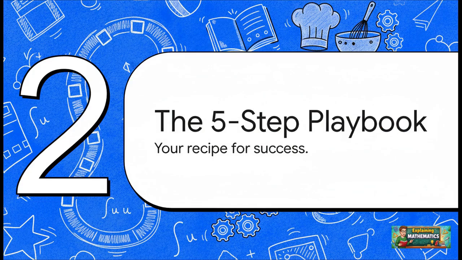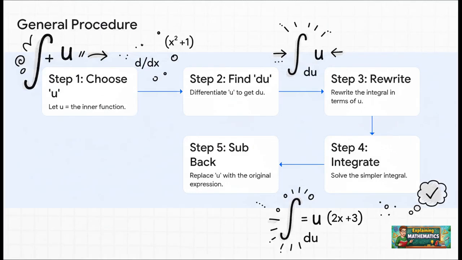Okay, so how do we actually do this? I'm going to give you a simple 5-step playbook. Think of it like a reliable recipe you can follow to solve any of these problems every single time. Here's the process. Step 1, you choose u. That's almost always the inner function. Step 2, find its derivative, du. Step 3, and this is crucial, you rewrite the entire integral using only u and du. No x's allowed. Step 4, solve that new, way simpler integral. And finally, step 5, just substitute the original expression back in for u. We are going to follow these exact steps for every example.